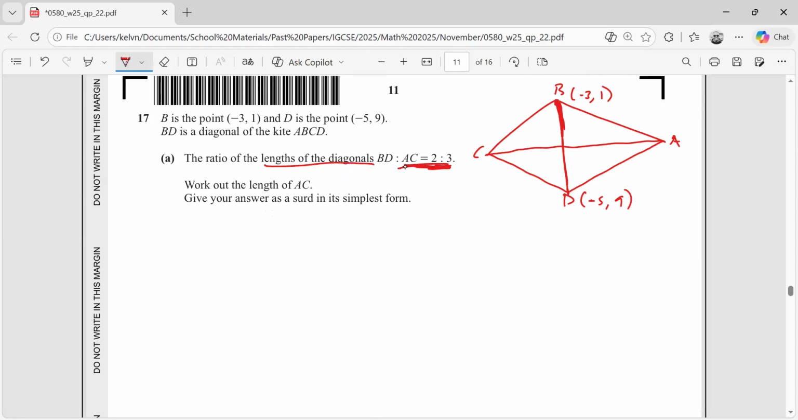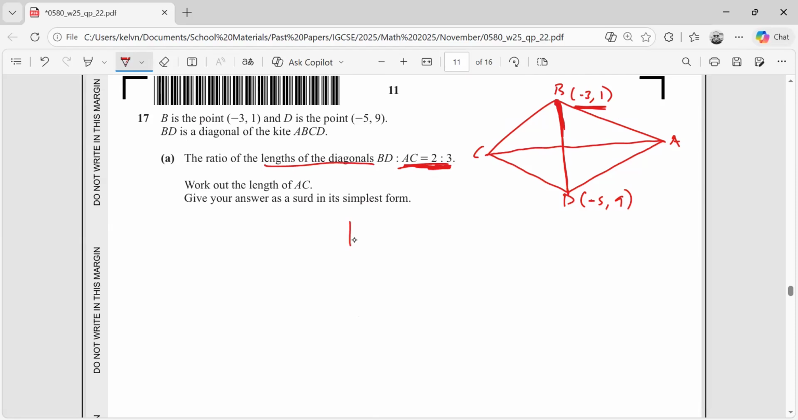So let's find the length of BD, and then we're going to use the ratio to figure out the length of AC. Remember, you can use 2 points to find the length. This is actually coordinate geometry, whereby you use 2 coordinates to find the magnitude or the length or the size of a line. Therefore, if we find the size of this line BD, it can help us find AC.